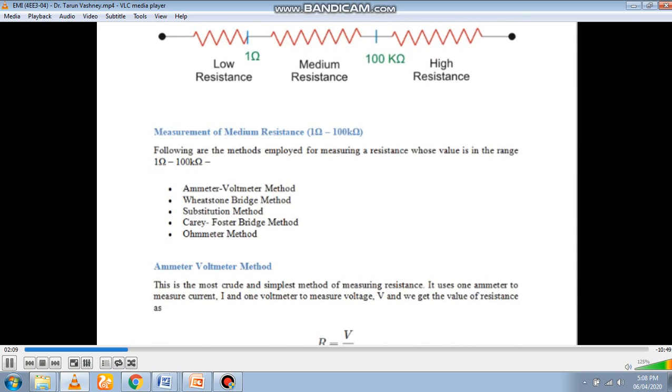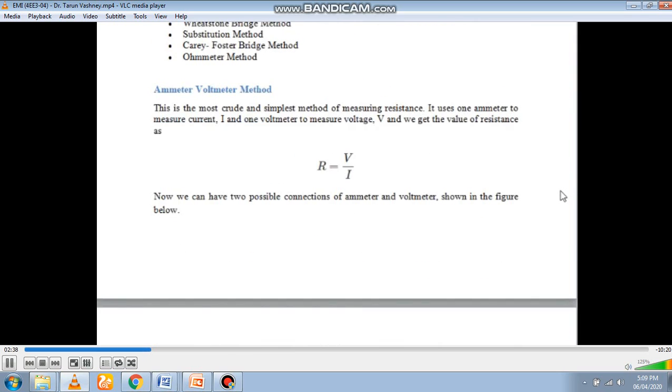Let's see which methods are available for the measurement of medium resistance. These methods are the ammeter-voltmeter method, Wheatstone bridge method, substitution method, Carey-Foster bridge method and ohmmeter method. In this lecture, I will cover the first 3 methods. Let's see the first method, the ammeter-voltmeter method.